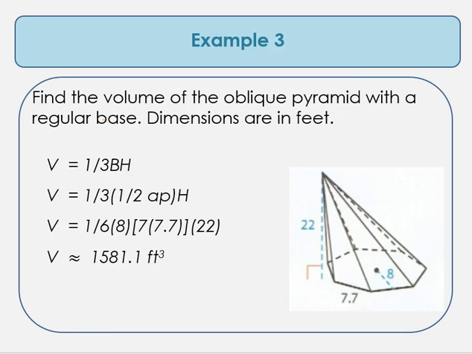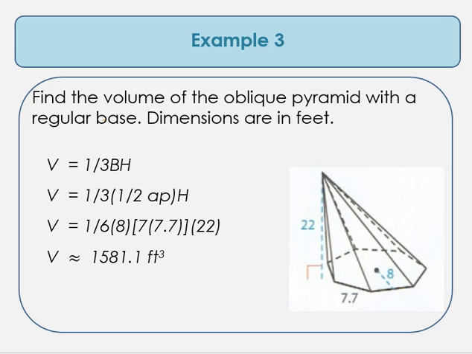Example 3. Find the volume of the oblique pyramid with a regular base. Dimensions are in feet. One of the first things I want to point out, even though this pyramid is oblique, we can still find a height by dropping a line from the vertex perpendicular to the surface of the base. It'll just be outside the base. And the base of this pyramid is a regular heptagon, which is 7 sides.